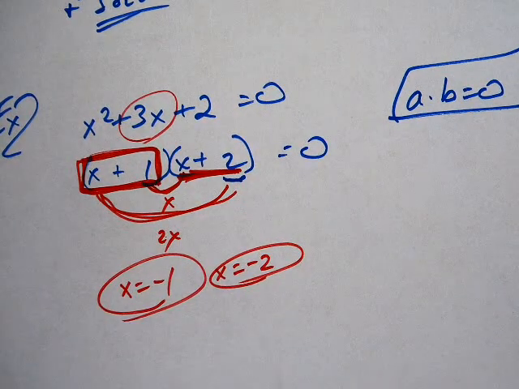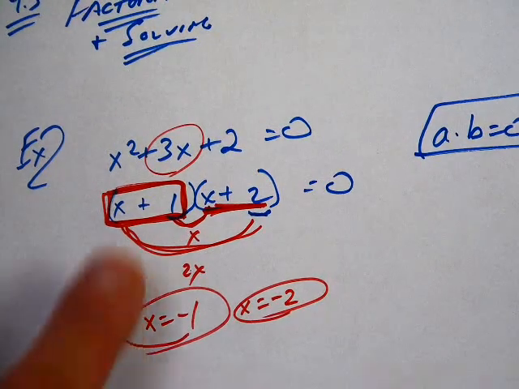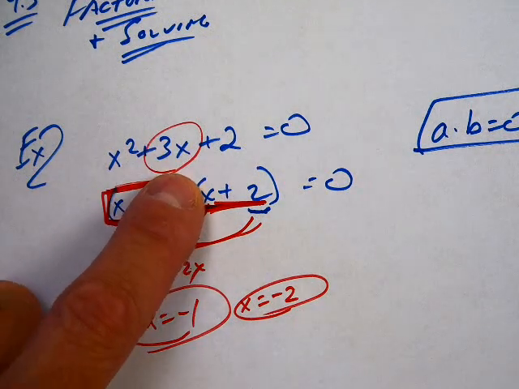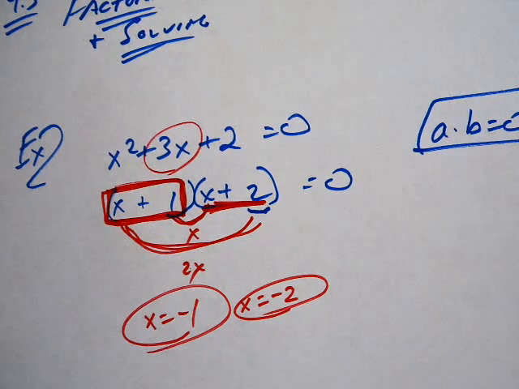Okay, now if I would go back, I could definitely check them. Negative 1 squared gives me 1, plus negative 3 plus 2 gives me 0. Negative 2 is going to work fine as well.